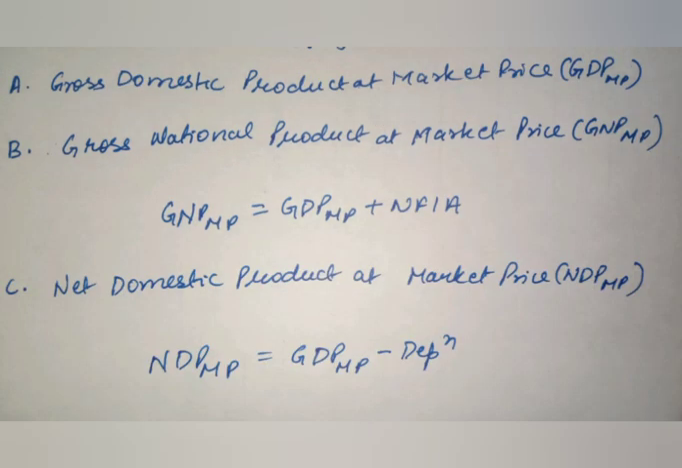The third aggregate is net domestic product at market price, NDP MP. It is the value of final goods and services produced in the domestic territory of a country by the normal residents and non-residents during an accounting year. It is derived from GDP MP by reducing depreciation. Here we need to know that any aggregate can be derived from the other aggregate by following the table of change.